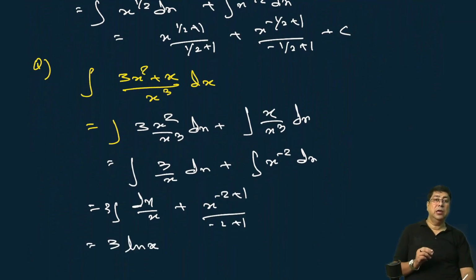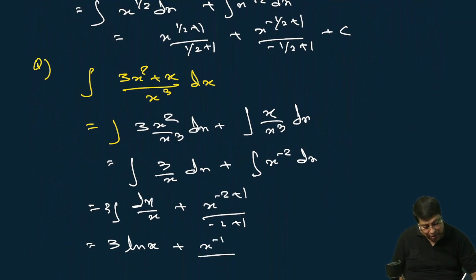In integration and differentiation, that is in calculus, the base of the log by default should be e, that is ln. In mathematics we can use log or ln, but if nothing is mentioned, whether it is written log or ln, the base of the log should be e. So 3 log x plus x to the power minus 1 by minus 1 plus c. So what about the integration constant?